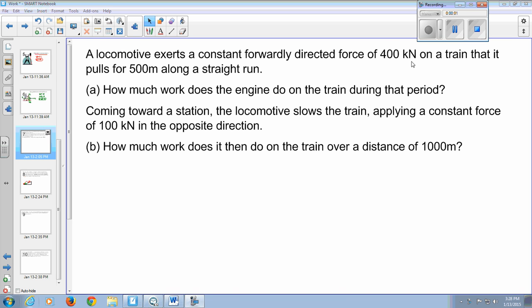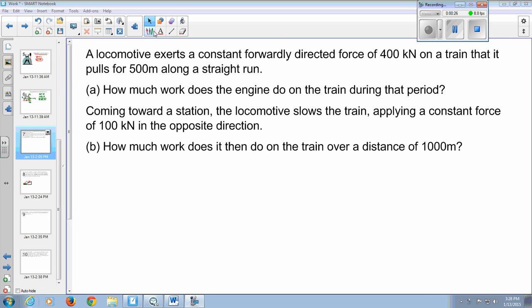Okay, we're going to do a couple examples. First example: a locomotive exerts a constant forwardly directed force of 400 kilonewtons on a train that it pulls for 500 meters along a straight run. How much work does the engine do on the train during that period?